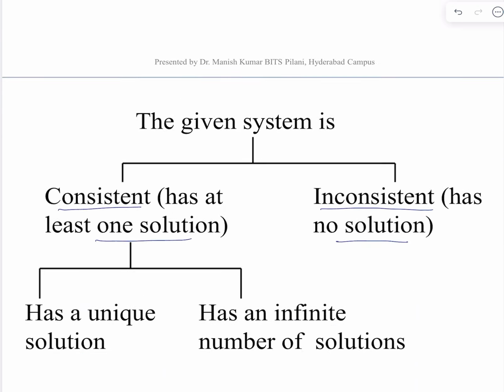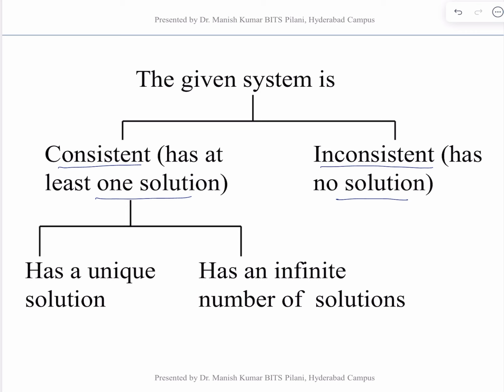So now let us summarize first. The given system is in one of two categories, consistent or inconsistent. Consistent means it has at least one solution. Inconsistent means no solution. If a solution exists, then again there are two cases: either a unique solution or infinite solutions.